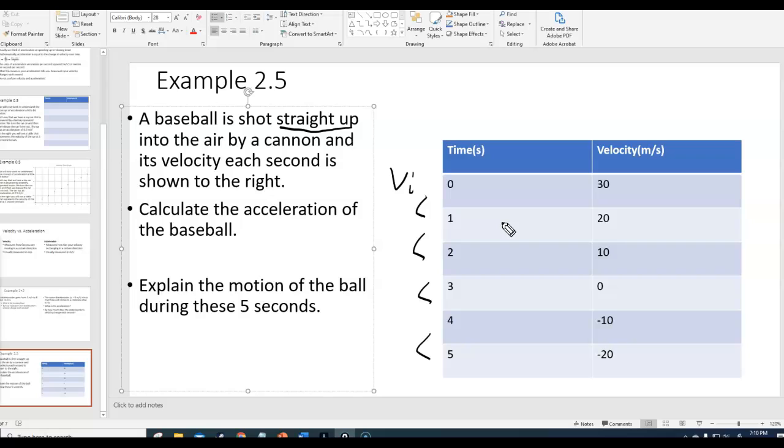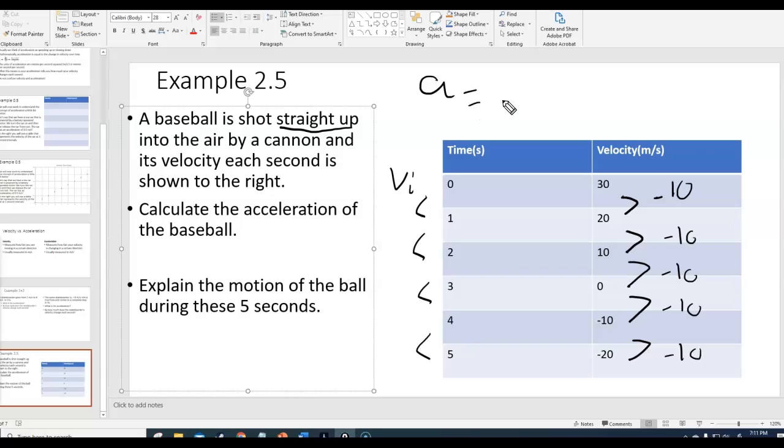After 1 second has passed, the velocity is now 20 meters per second. So what was the change in velocity there? The change from 30 to 20 is a change of -10. And it's the same thing from 20 to 10, from 10 to 0, from 0 to -10, from -10 to -20. Every 1 second that passes, the velocity changes by -10 meters per second. So what I would write is that the acceleration of the baseball is -10 meters per second squared.